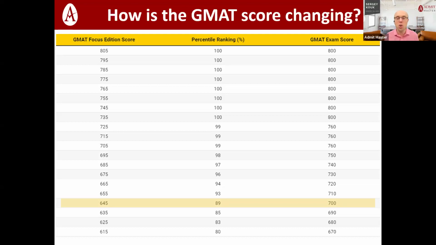Essentially, when you're looking at the score, the most important score, actually, ladies and gentlemen, is not even the raw score, it's the percentile score. Essentially, if you get a score of 645, you're in the top 11%. If you get a score of 705, you're in the top 1% of everybody who does the test. So if you're in the top 1% of all MBA candidates, would you think the business school will think you're a good candidate if you're in the top 1%?